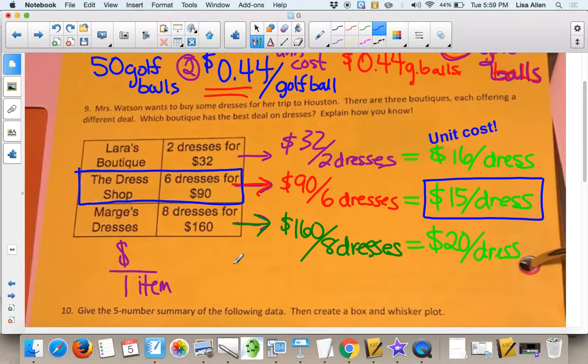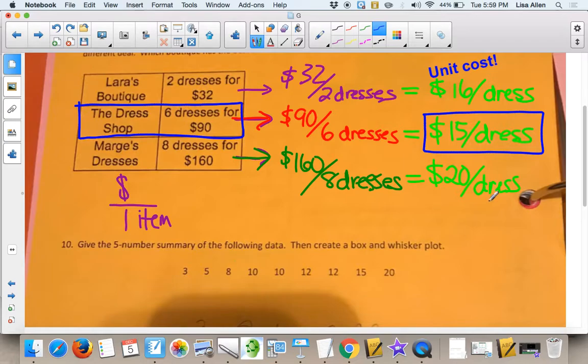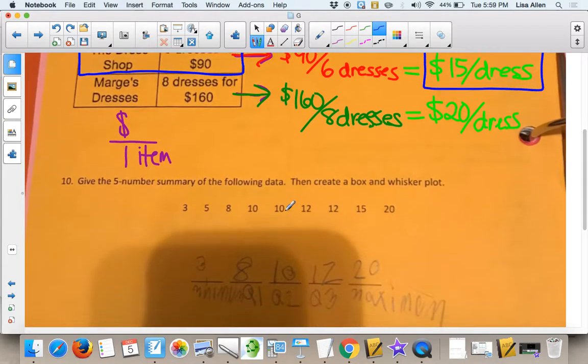Okay, so you have to think about how much per dress that actually breaks down to, where it seems like, wow, we're buying a lot of dresses here. It's not really the best buy.